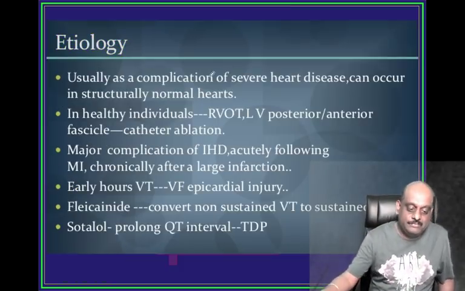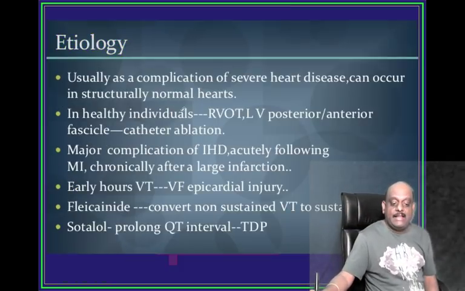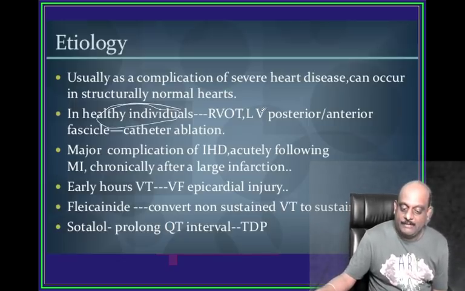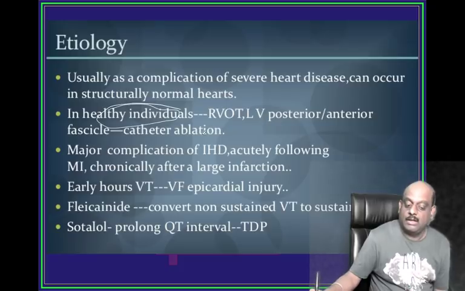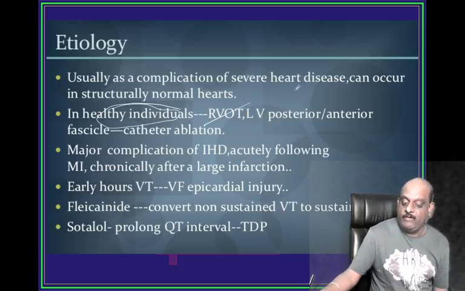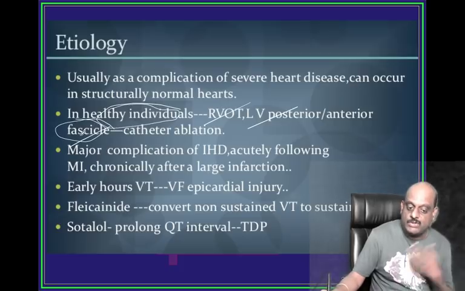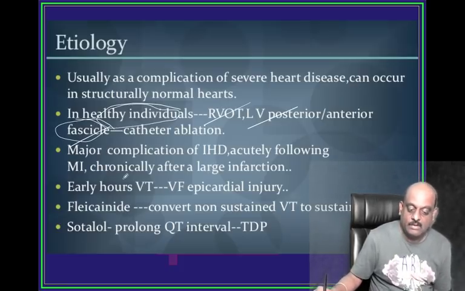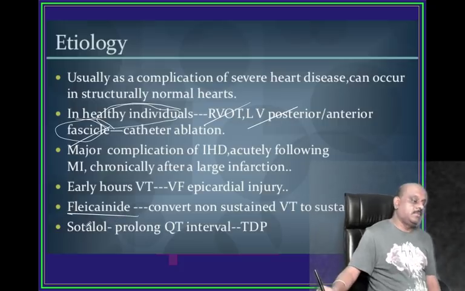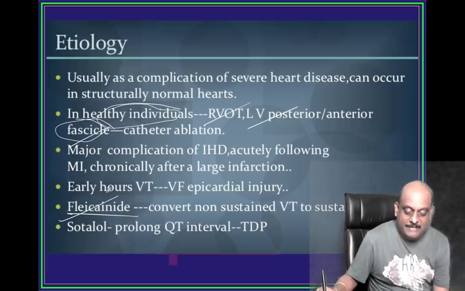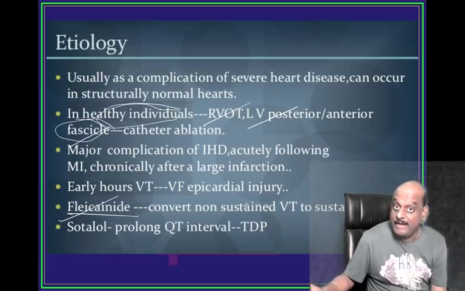Now, in a healthy individual, typically RVOT, LV posterior, and LV anterior fascicle can be the source of the VT. Now, flecainide is an antiarrhythmic, it has antiarrhythmic in its name, but do not give flecainide.